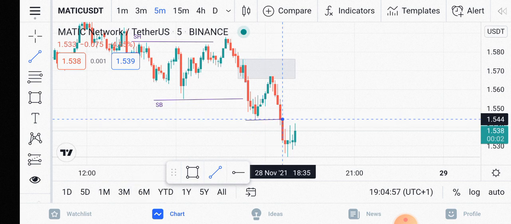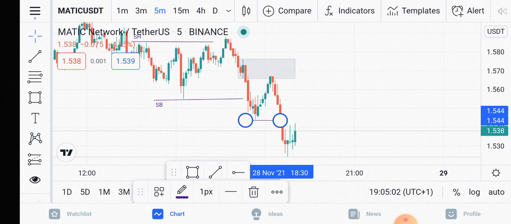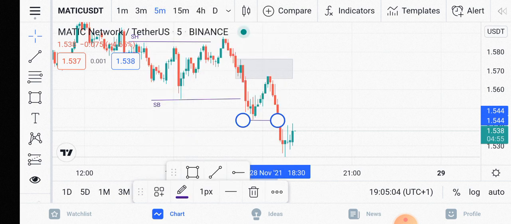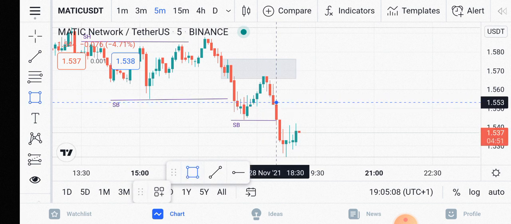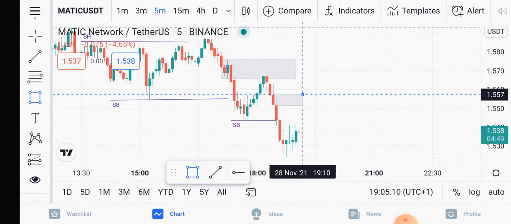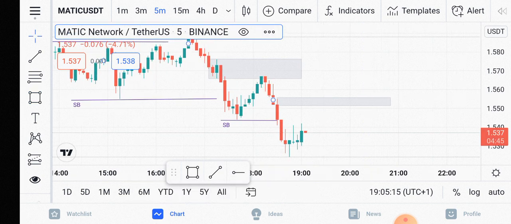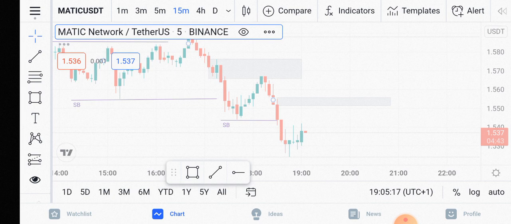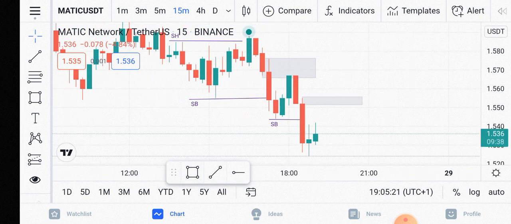The next one should be this one, this structure break here. So which OB actually broke this structure? It should be somewhere within this wick here. So I should be expecting something around this wick, or I can actually use my 15 minutes. Yes, if I use my 15 minutes candlestick, I can see this wick as my point of interest now.